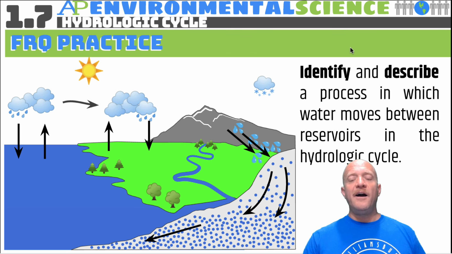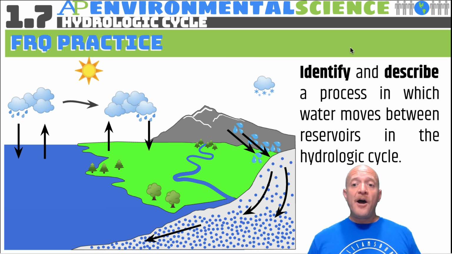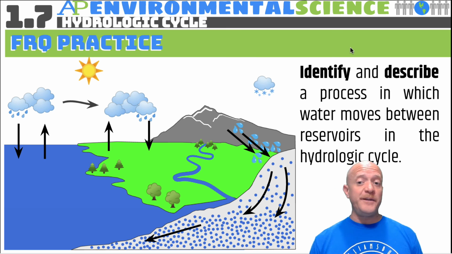Okay, so for the FRQ practice, I would like you to identify and describe a process in which water moves between reservoirs in the hydrologic cycle.